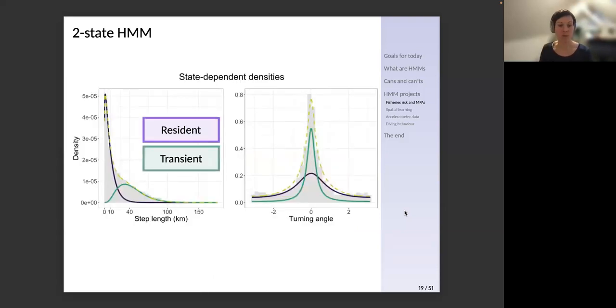So this is what the state-dependent distributions looked like. We had the resident movement state, which was slow and undirected. So when this turning angle is very peaked, it means it's very directed movement. So this resident state had a less peaked turning angle and was less directed.